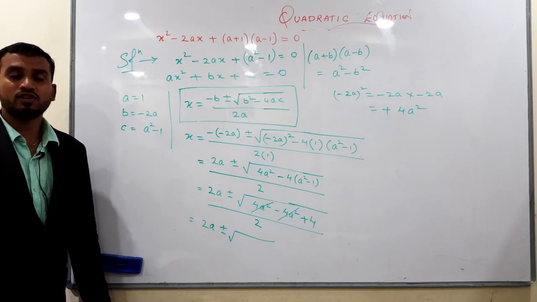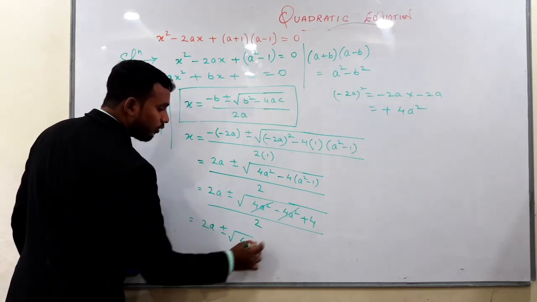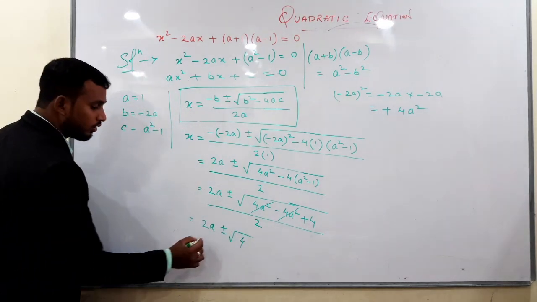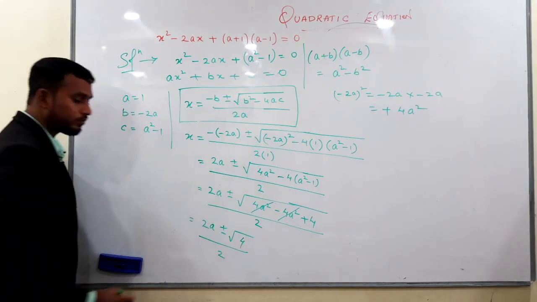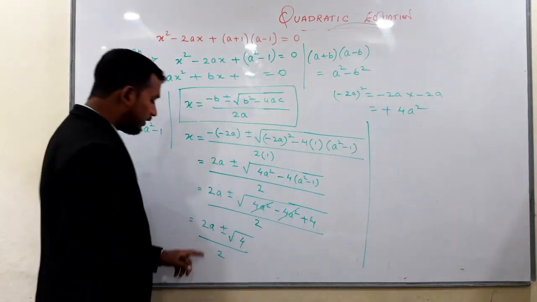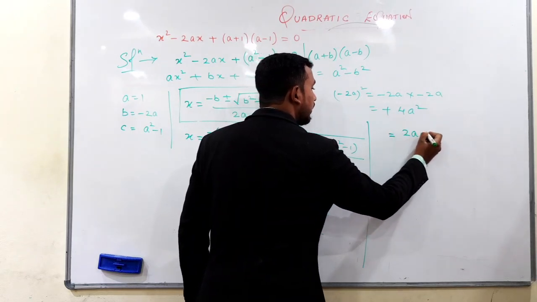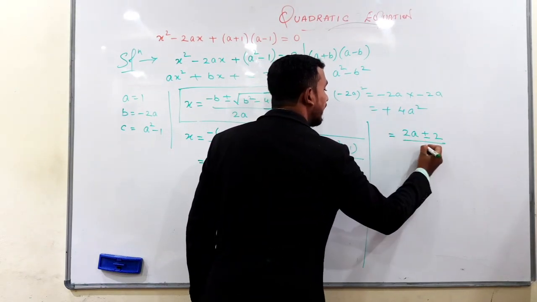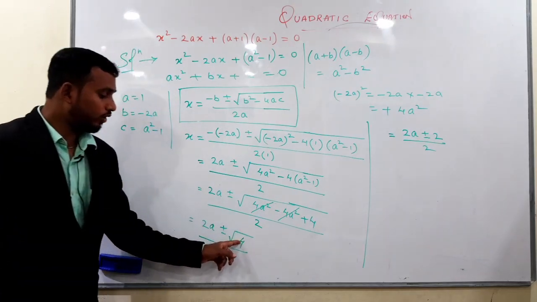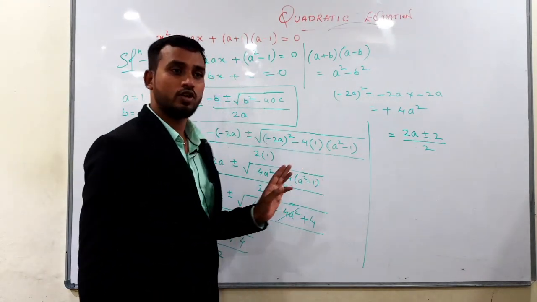Plus 4a² and minus 4a² will get cancelled. So what is left out? Only plus 4 is left out, whole divided by 2. Then let me solve the next part. 2a is equal to 2a plus or minus 2 by 2. Square root of 4 is 2, whole divided by 2. Got it?